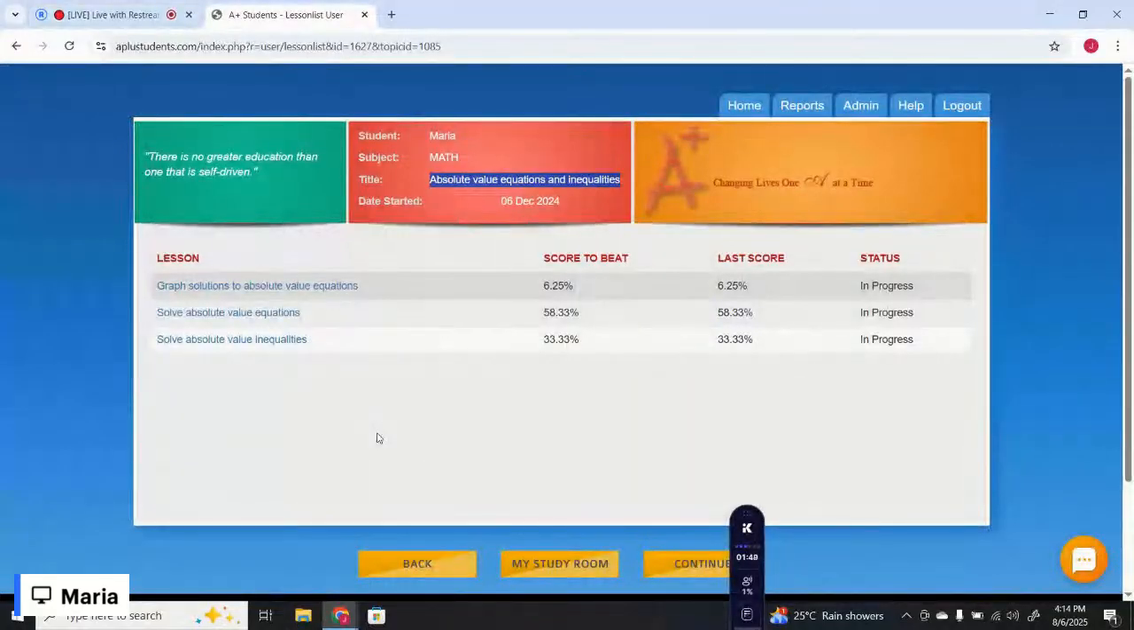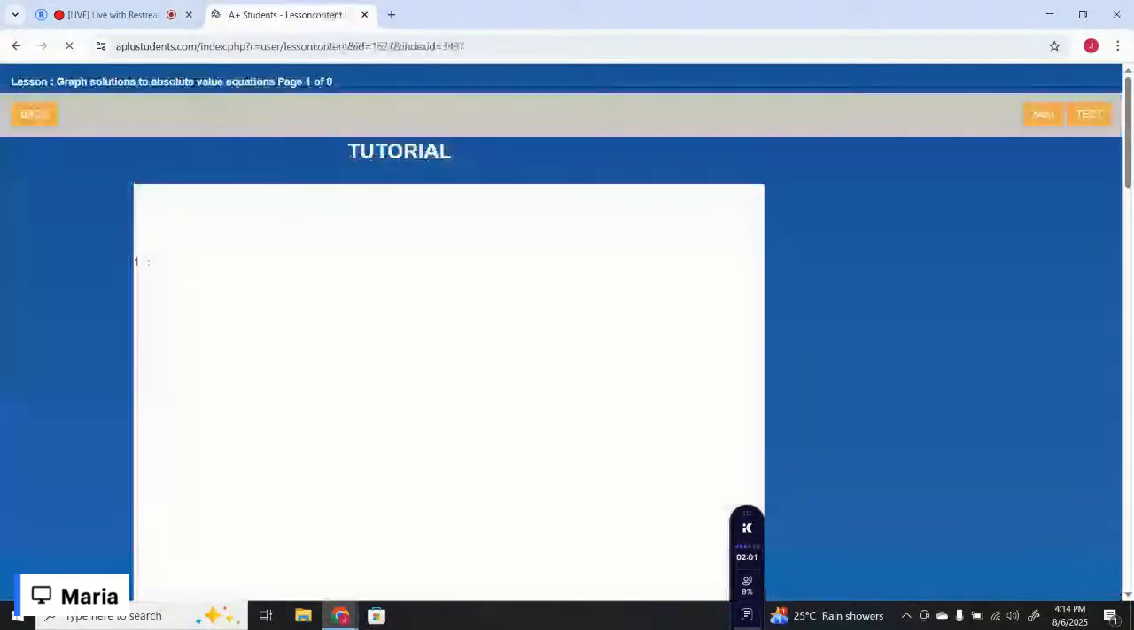Okay, the chapter we're on right now is absolute value equations and inequalities. Let's start with the first lesson, which is graph solutions to absolute value equations. Let's just start with the lesson.